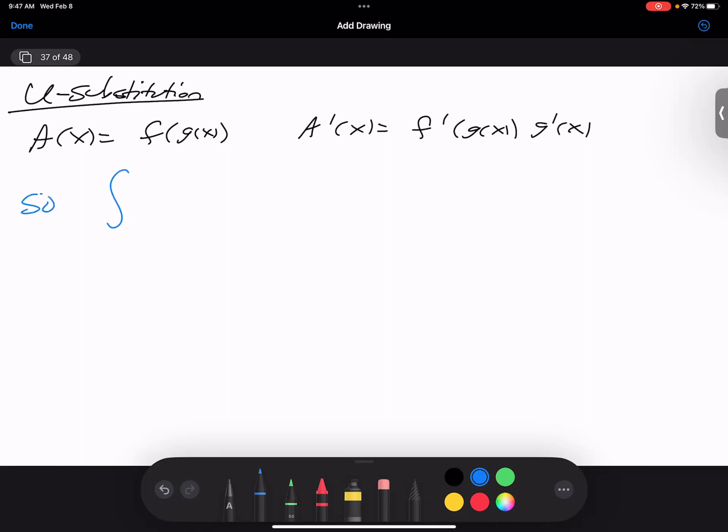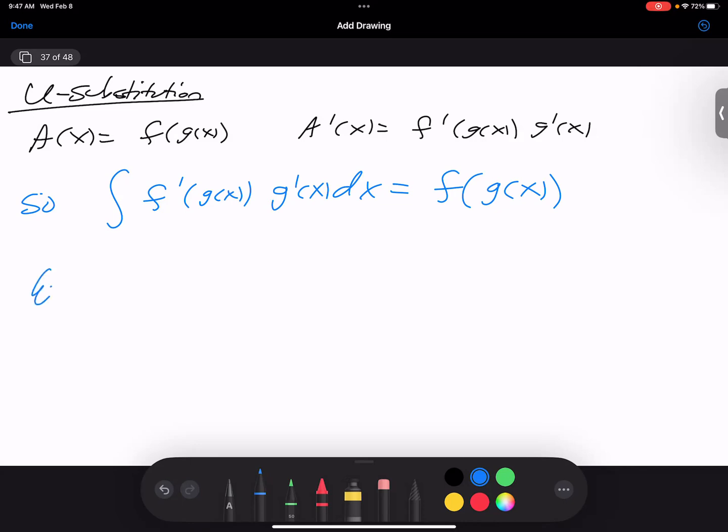So if I give you the integral of f prime of g of x times g prime of x dx, what would that integral be? It's just f of g of x. So the whole point is, can you recognize when I give you something of the form f prime of g of x times g prime of x? You have to recognize that.